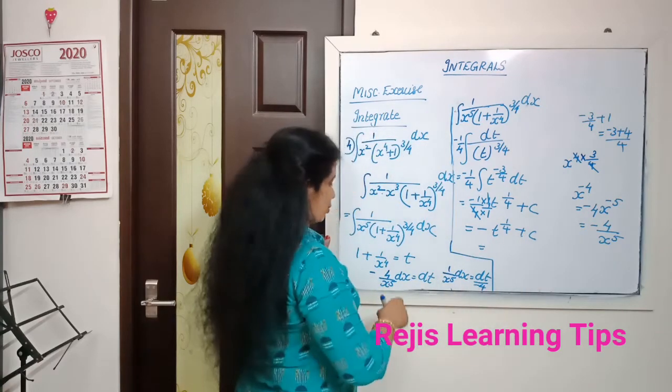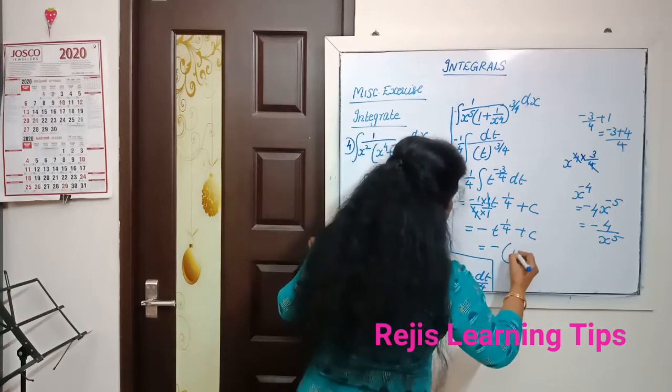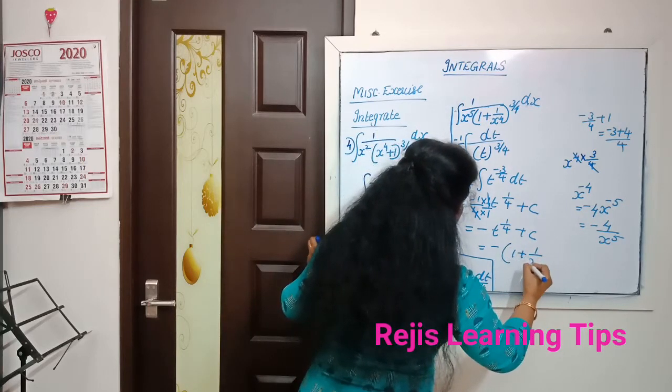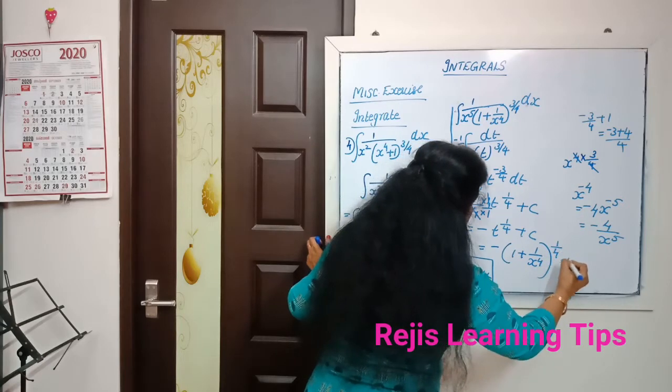What is t? t means 1 plus 1 by x raised to 4. So the answer is minus (1 plus 1 by x raised to 4) the whole raised to 1 by 4 plus c.